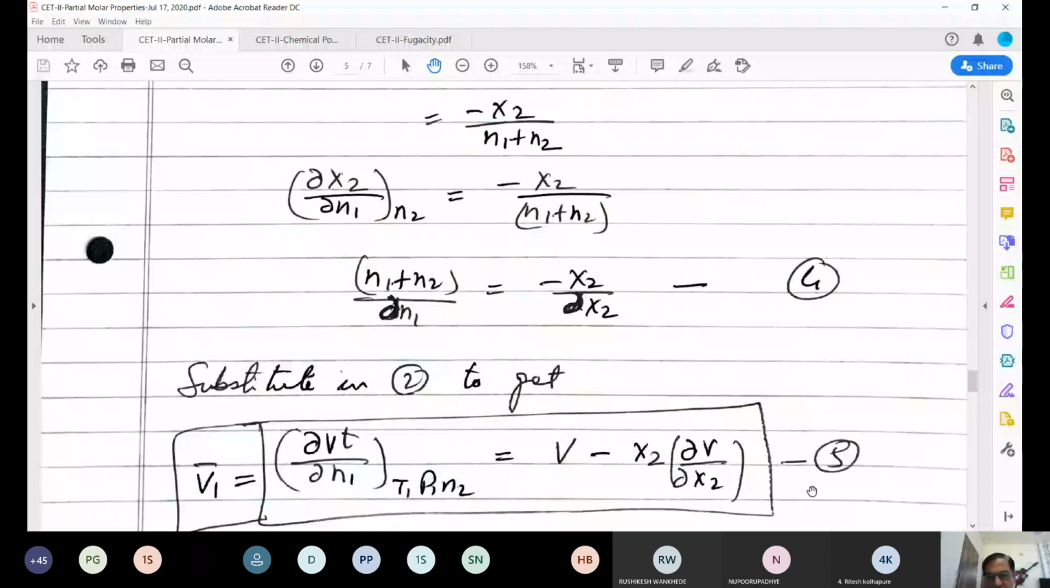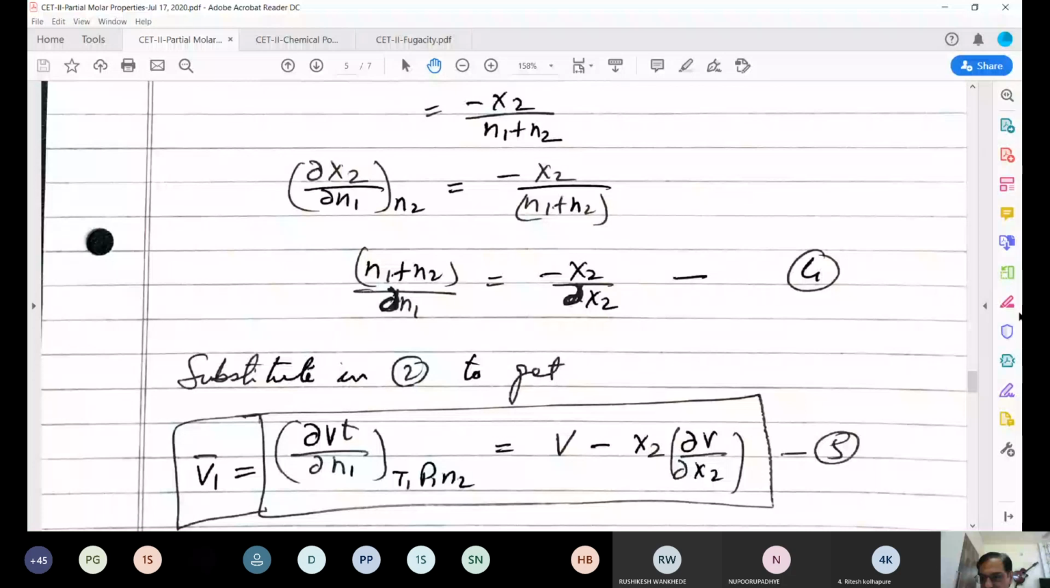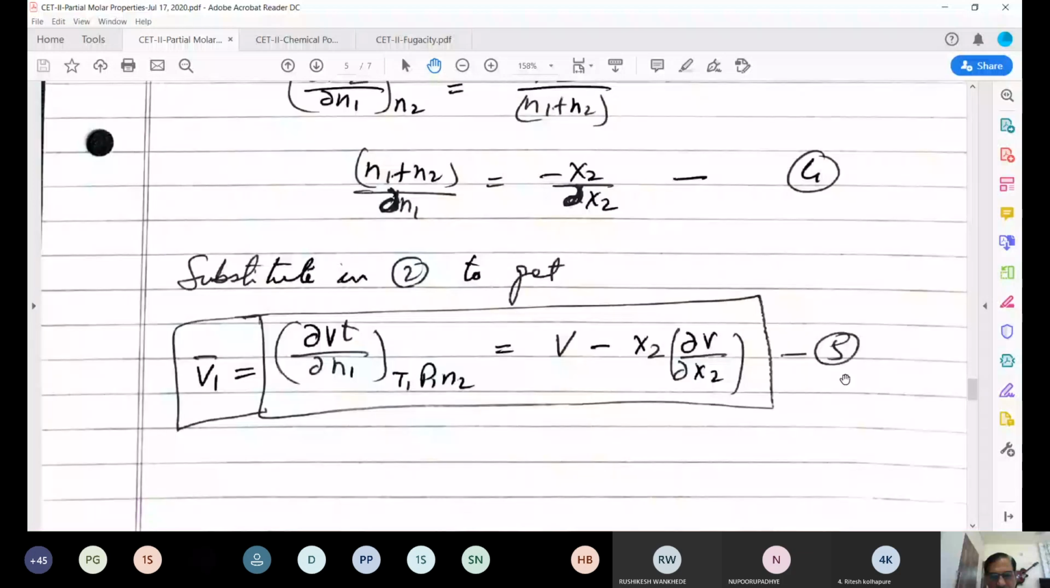Is equation 5 clear? Yes, sir. Okay. So let's proceed now to V2 bar. Then we'll correlate this equation 5 with the diagram and see how it gives that y-intercept.